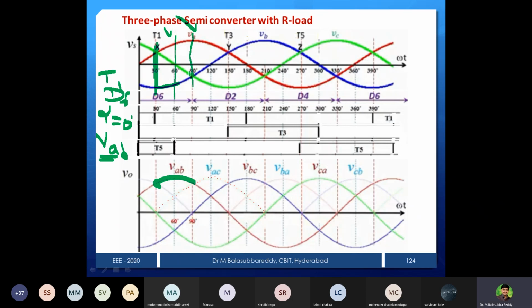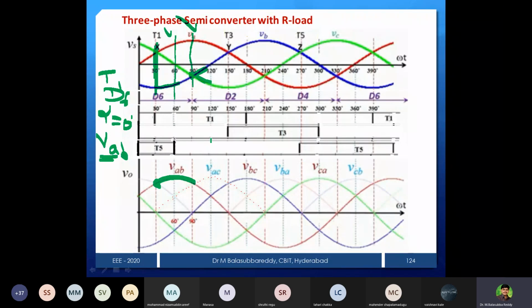Not more negative. That's the reason. You can see that B phase magnitude is reducing, negative magnitude, but C phase magnitude is increasing. That's why the lower group is going to be changeover. Instead of conducting D6, now the conducting device is D2.